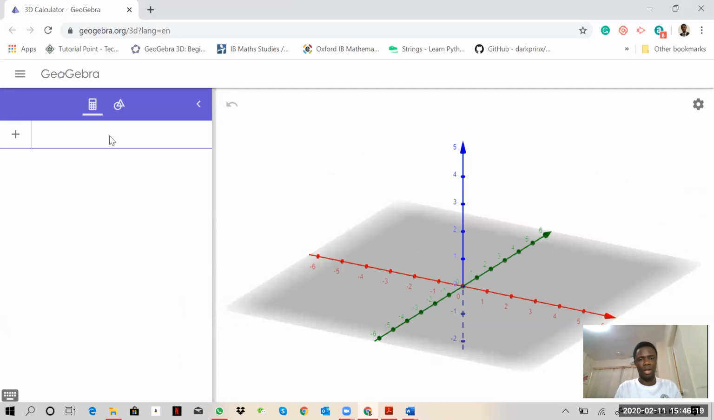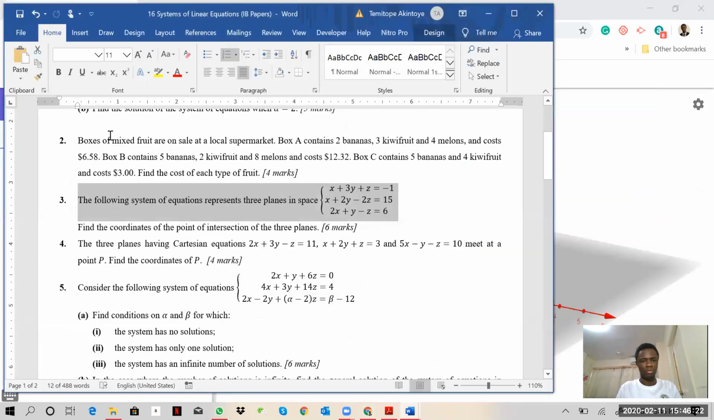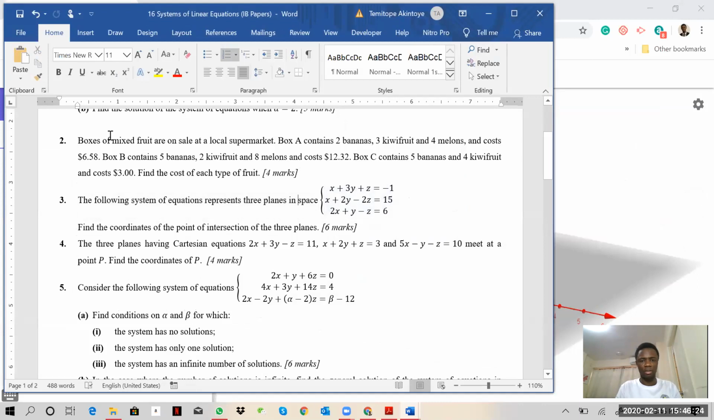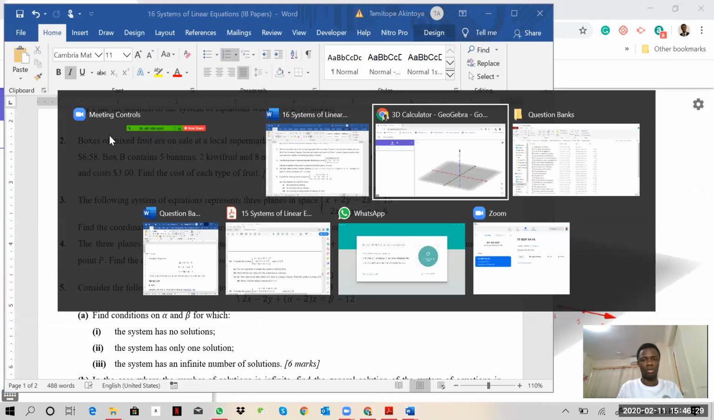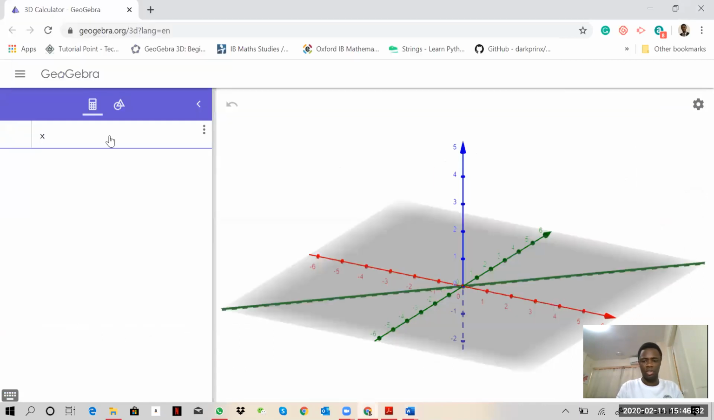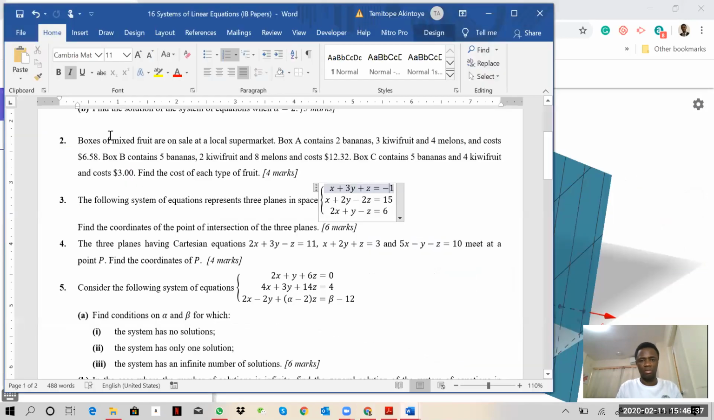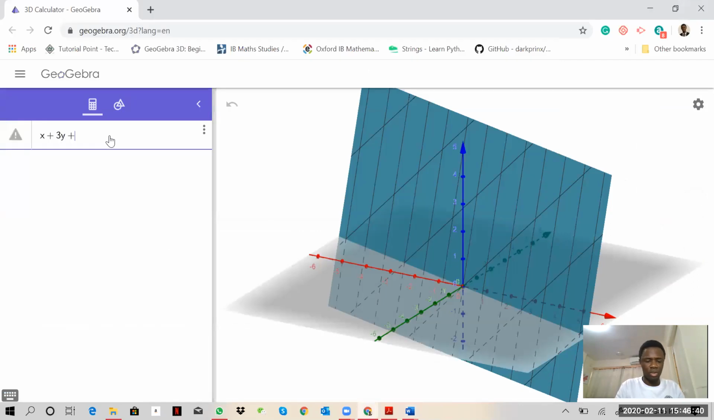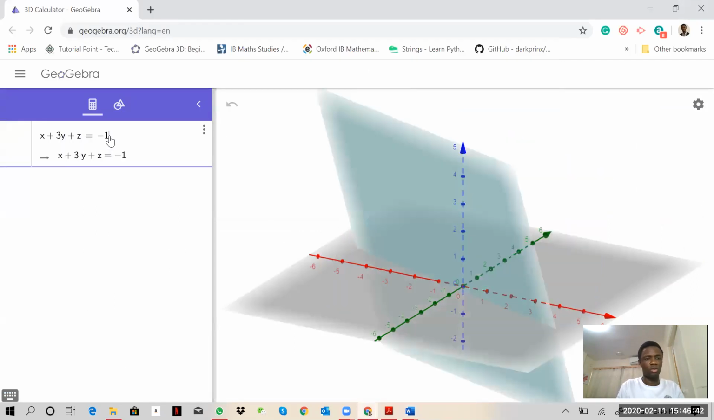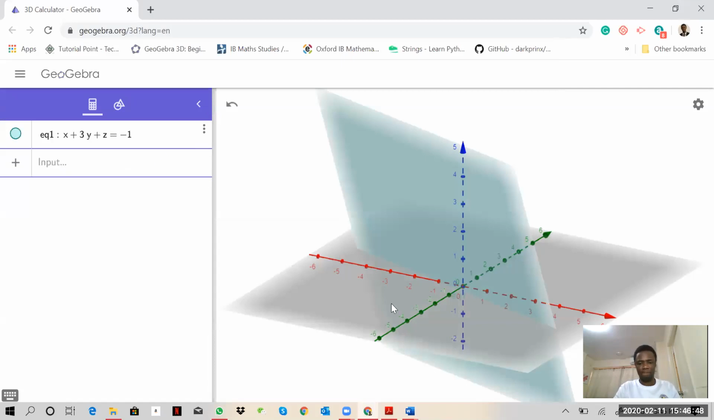Okay, so I picked the first question, the first plane, equation of the plane, which is this one, x plus 3y. So you come to your plot, x plus 3y, okay, then plus z equals -1. So can you see the plane? Can you see that? So that is represented by that plane.